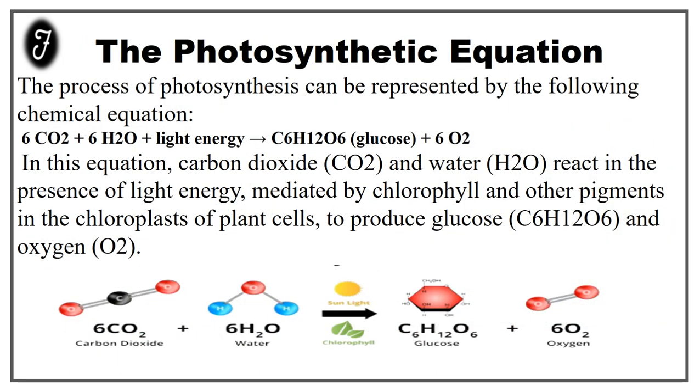The process of photosynthesis can be represented by the following chemical equation. 6CO2 + 6H2O + light energy → C6H12O6 (glucose) + 6O2. In this equation, carbon dioxide, CO2, and water, H2O, react in the presence of light energy, mediated by chlorophyll and other pigments in the chloroplasts of plant cells, to produce glucose, C6H12O6, and oxygen, O2.